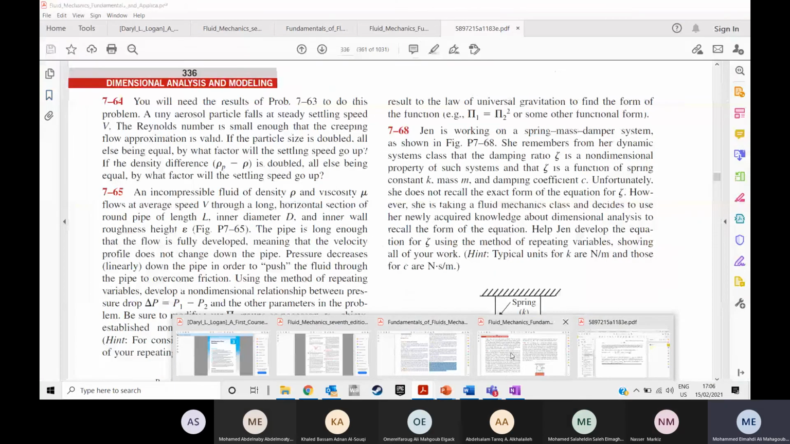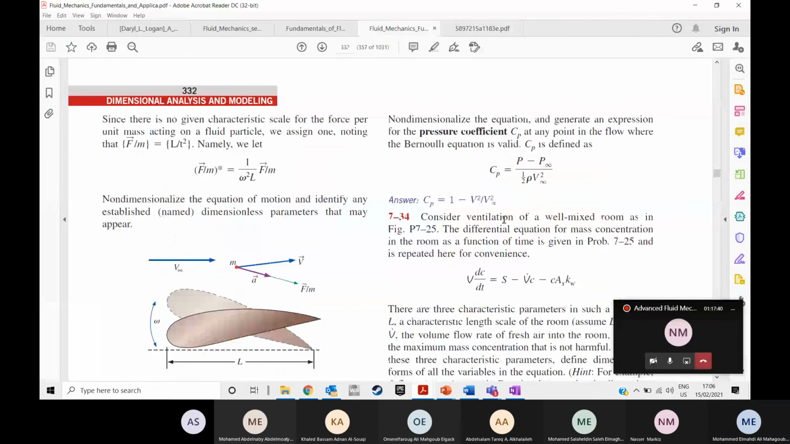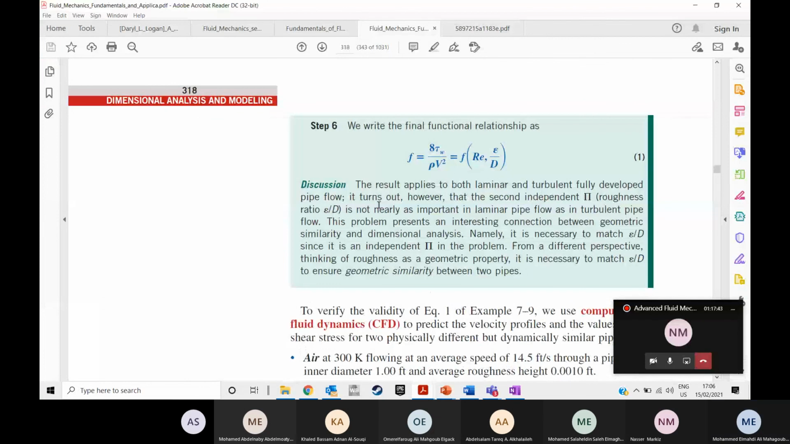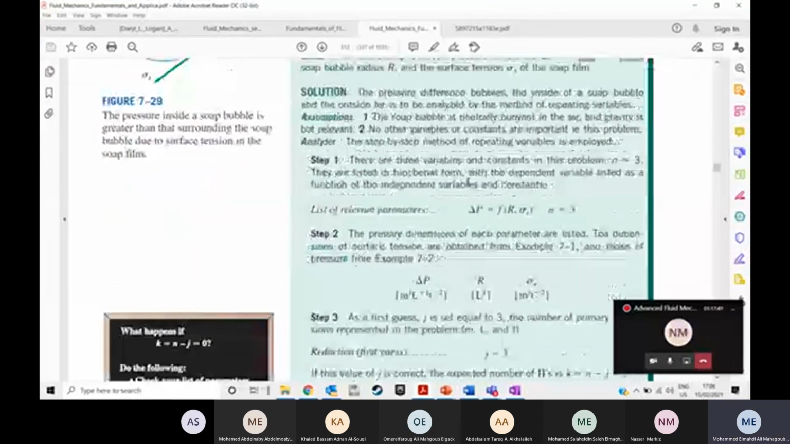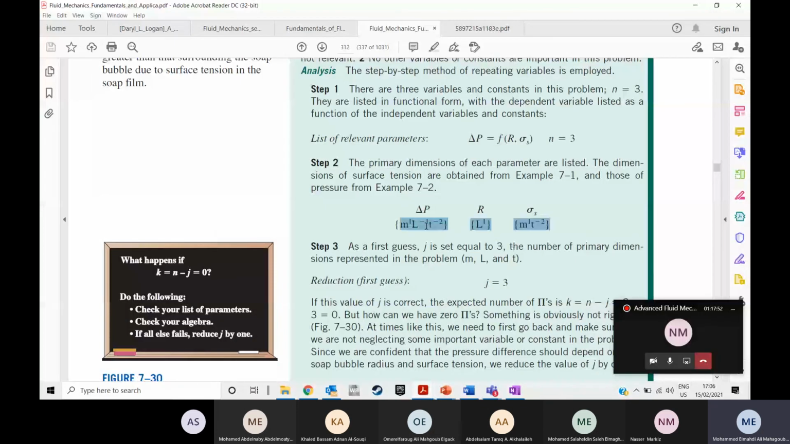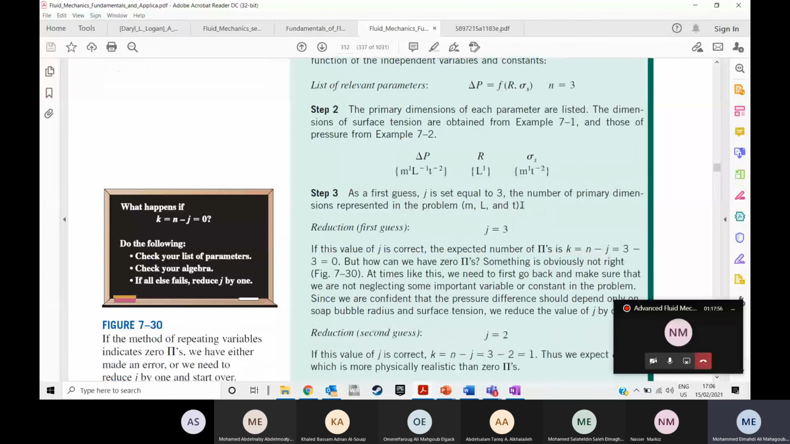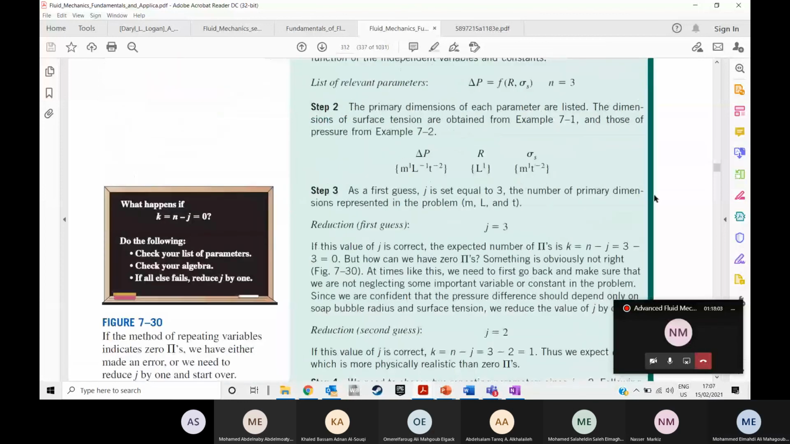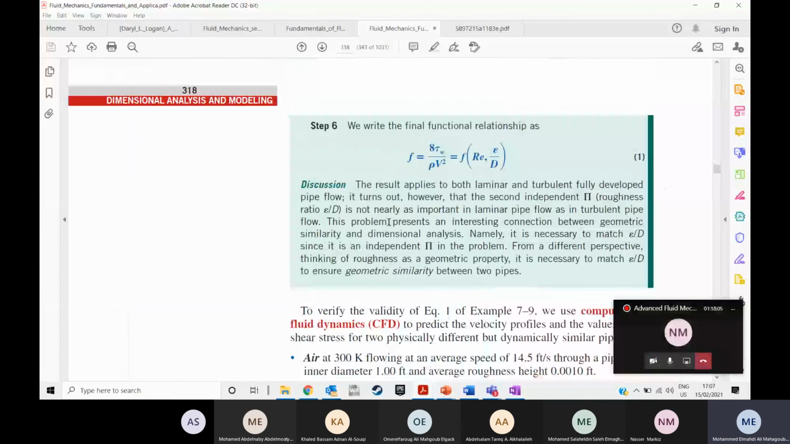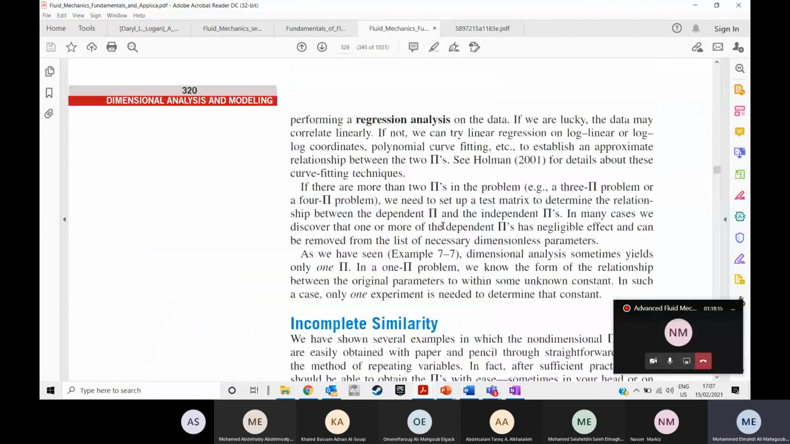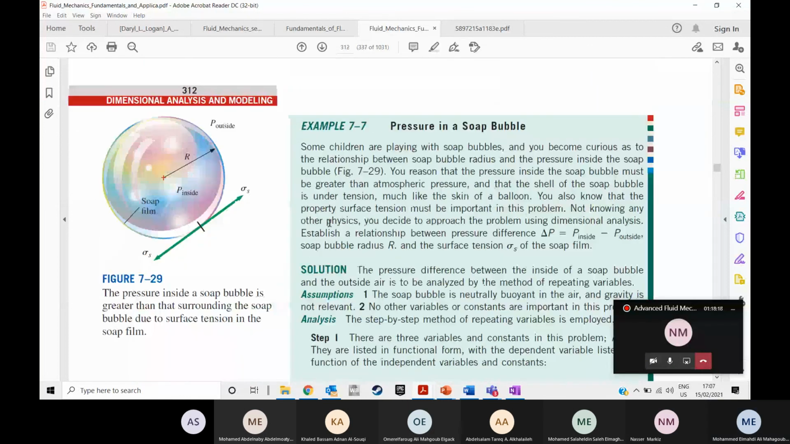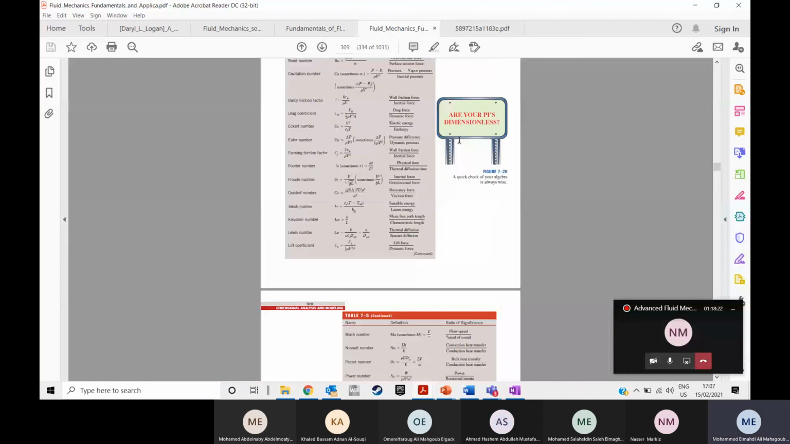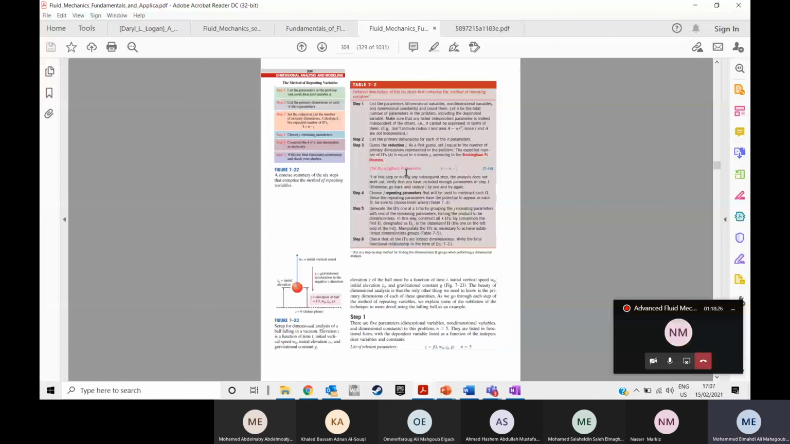Examples. This is the example with the surface tension. So now you know that these three form a pi by their own, because they include everything. But if you end up with zero, you have to reduce the j. This one.